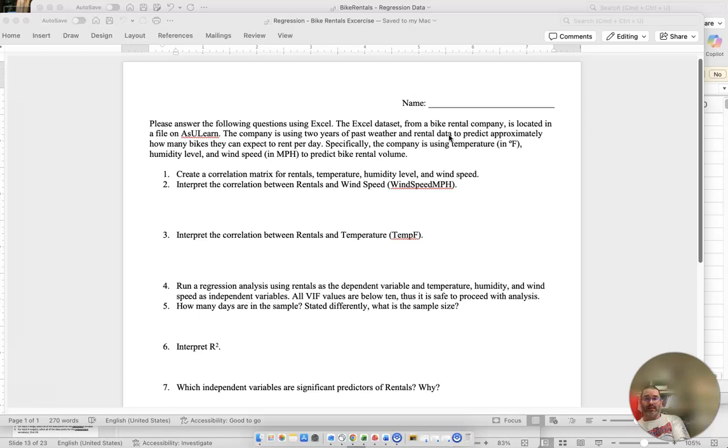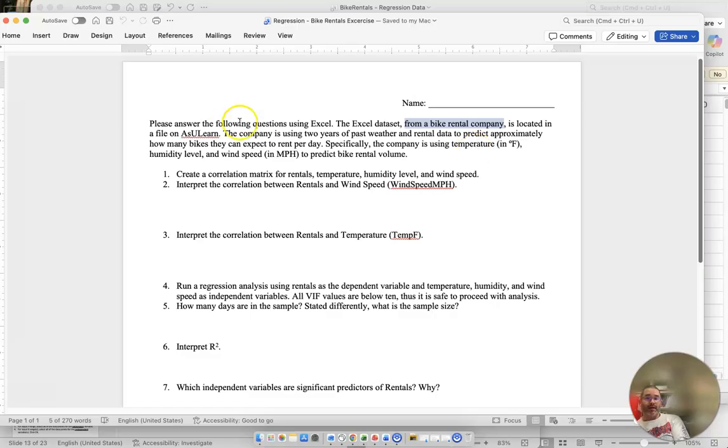In this example, we're working with a bike rental company. Okay, and so what might a bike rental company care about, right? They might care about how many bikes they're able to rent because that's how they make their money. And so we've got a bunch of data. I'll be using an Excel data set here.